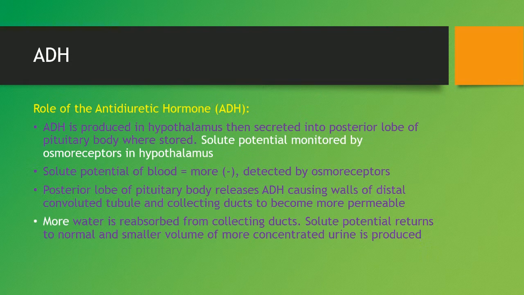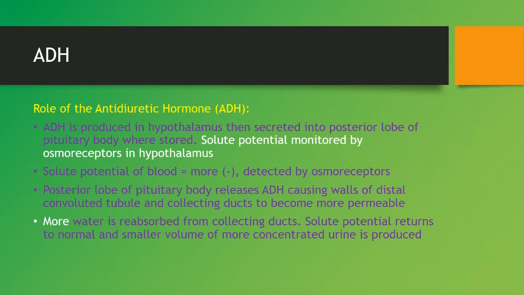So the role of the antidiuretic hormone, ADH. ADH is produced in the hypothalamus, which is then secreted into the posterior lobe of the pituitary body where it is stored. These key terms you do need to know. The solute potential will be monitored by osmoreceptors in the hypothalamus. Whenever the solute potential of the blood becomes more negative, this will be detected by these osmoreceptors. And then the posterior lobe of the pituitary body will release ADH, causing the walls of your distal convoluted tubule and collecting ducts to become more permeable.